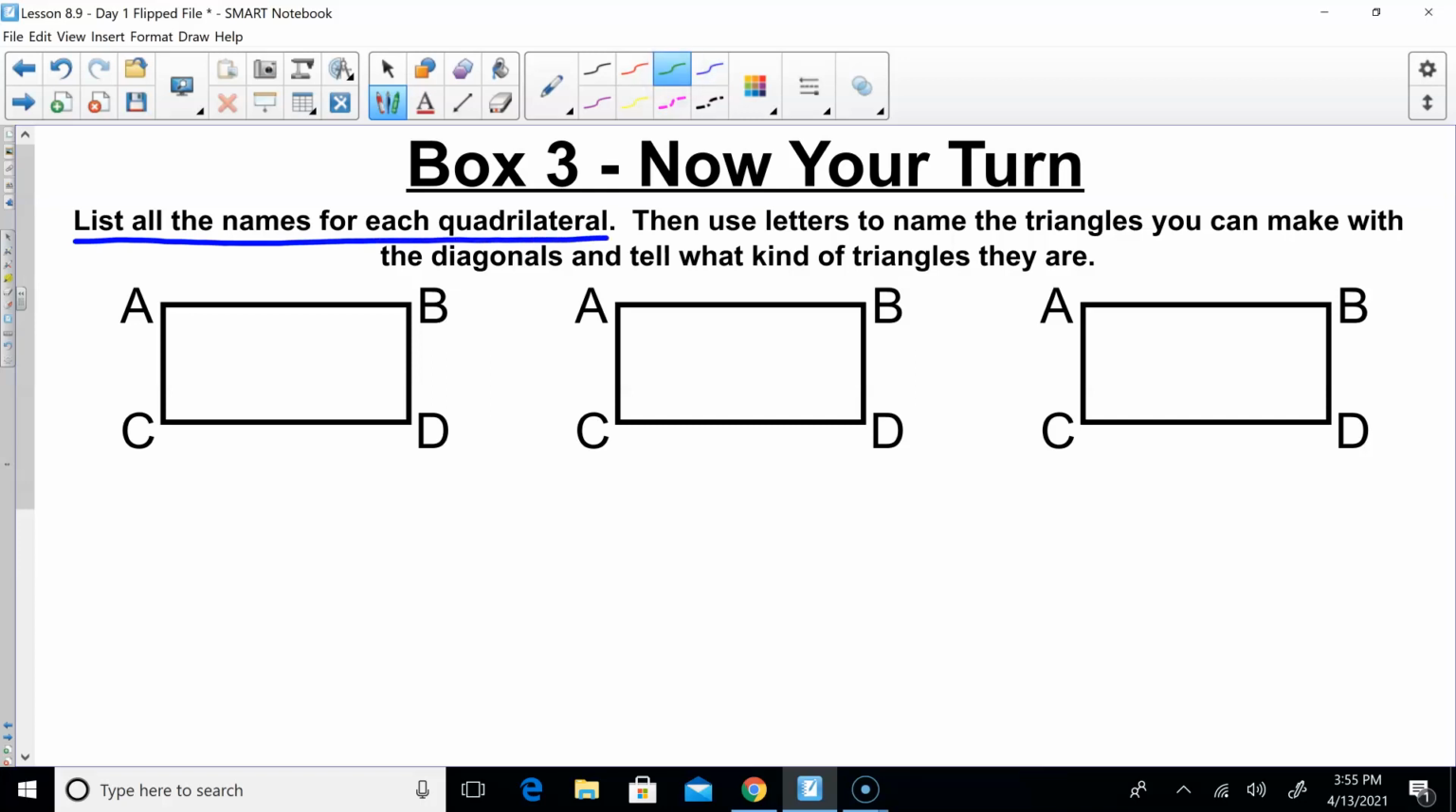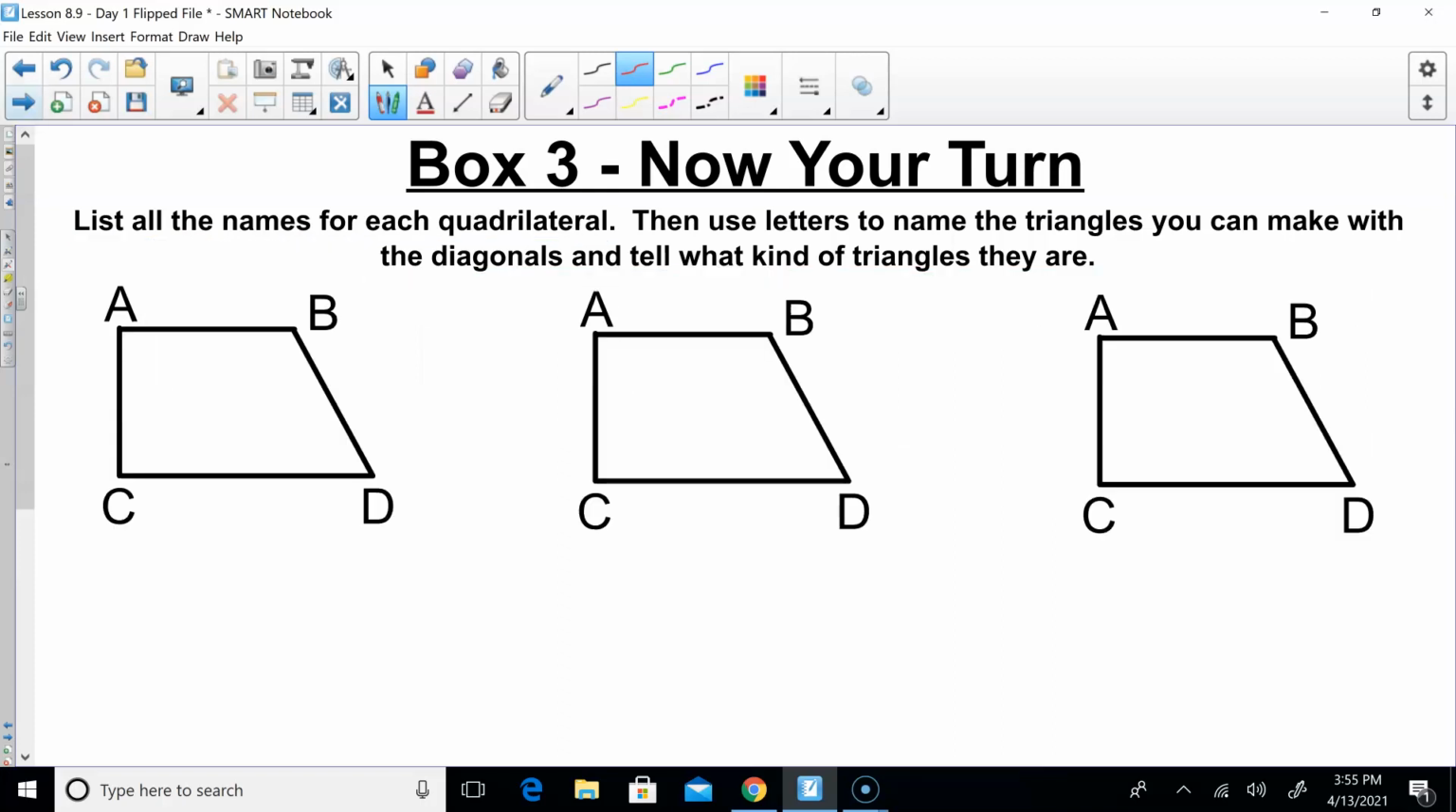We named one of the diagonals with one color and the triangles. And then we did the same thing going the other direction with the diagonals and what kind of triangles they were. So you need to go back and watch the video or look back at your notes to help you out. By all means, pause the video and go do that right now.